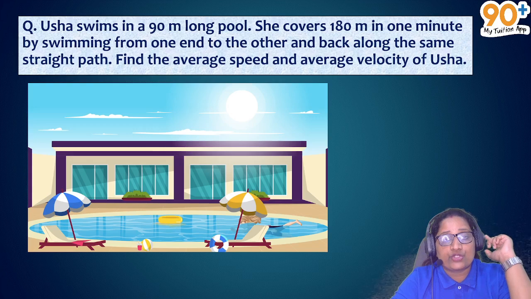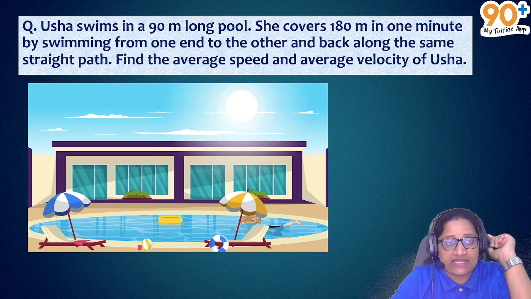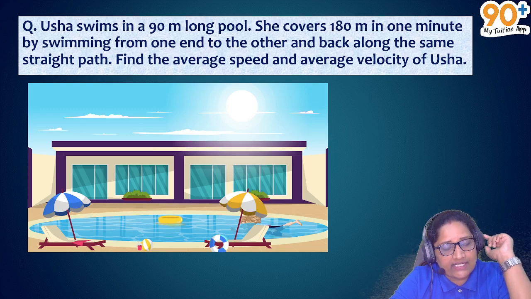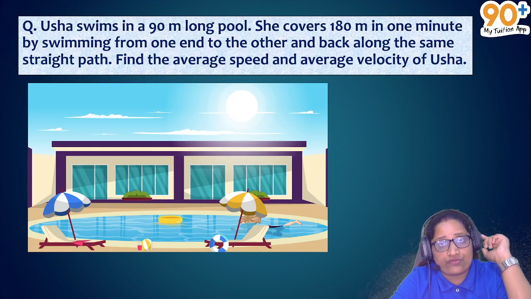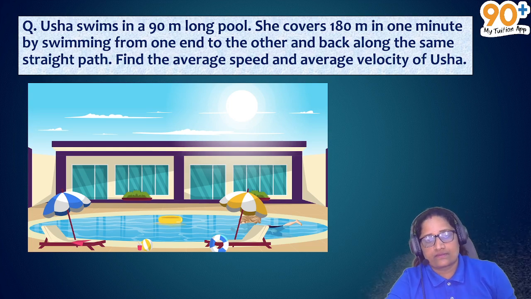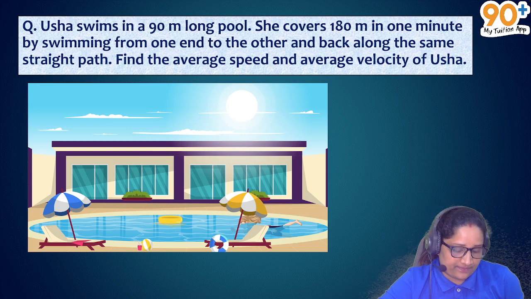Okay. So Usha swims in a 90-meter long pool. She covers 180 meter in 1 minute by swimming from one end to the other and back along the same straight path. Find the average speed and average velocity of Usha. See, velocity equals what? Displacement divided by time. Speed is distance divided by time. So average means total.